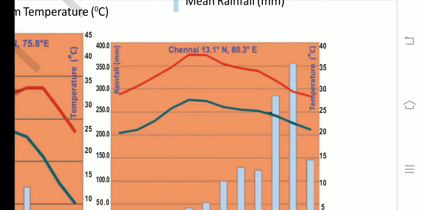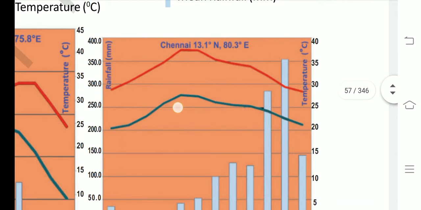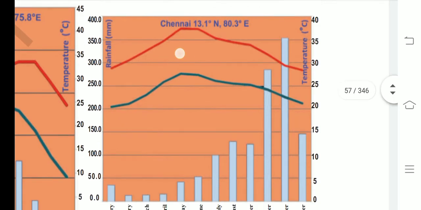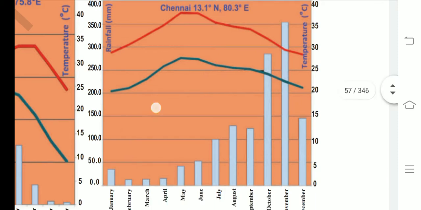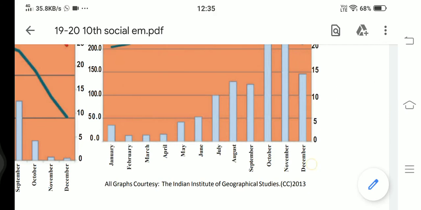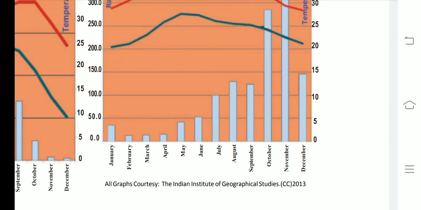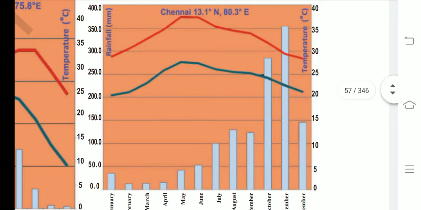Understand? If you observe these two lines, the mean minimum temperature and the mean maximum temperature, they are more or less the same from January to December, right? Why is Chennai recording this kind of temperature? Because it is near to the coastal area.